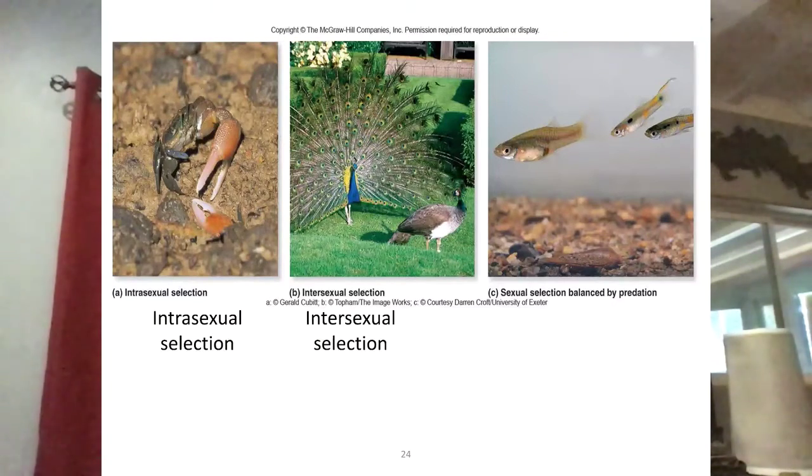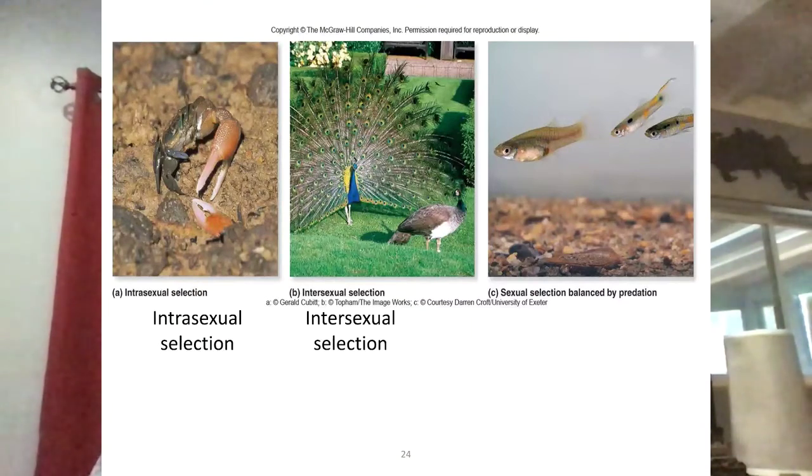Okay. The first one is intrasexual selection. This is where it's the same sex that are actually conferring an advantage or competing, having a trait that helps them compete better for mating opportunities or territories. So this first one for intrasexual selection is showing a fiddler crab with a really large claw.